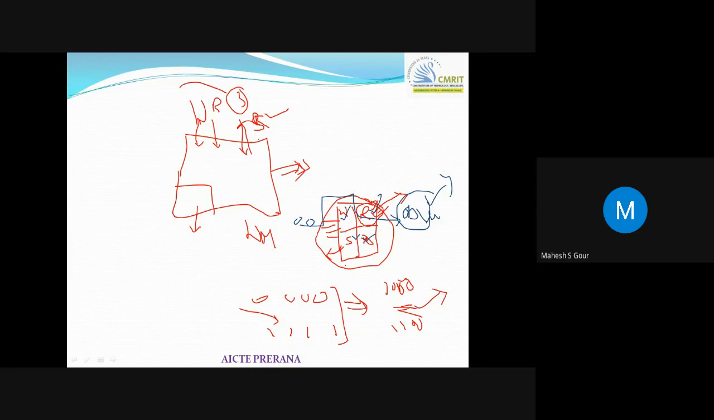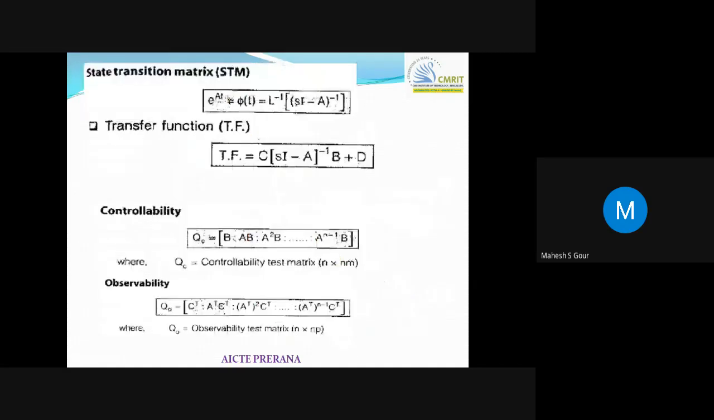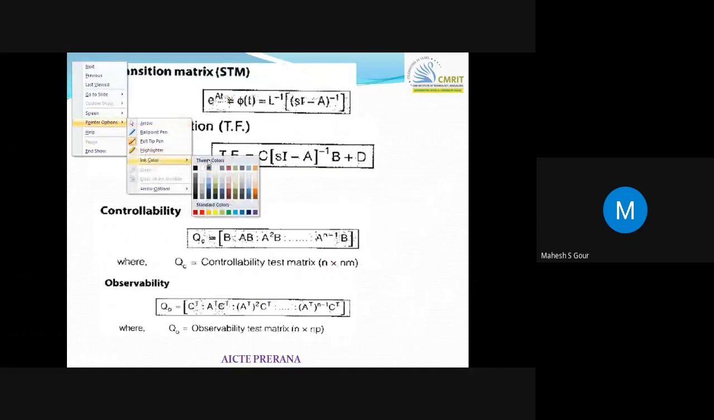Basically, what is observability? You are giving the inputs and checking the output, whether my desired output is coming or not. Okay, so no need to waste time on that.